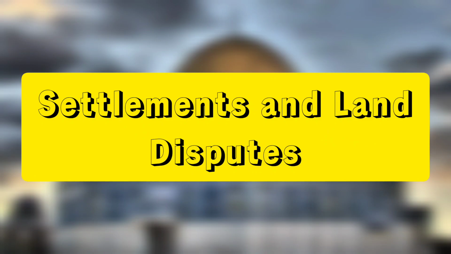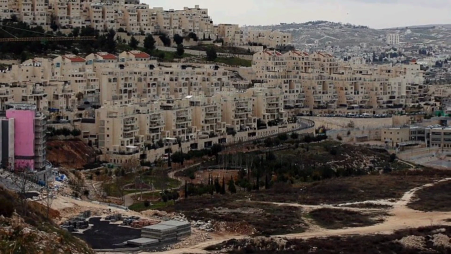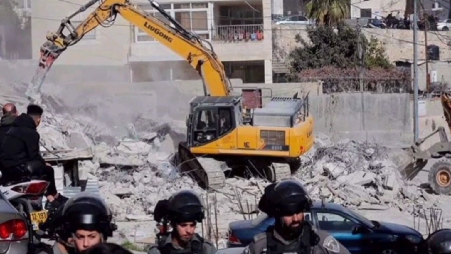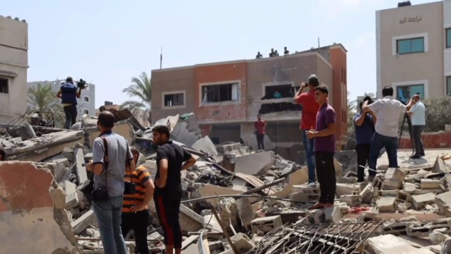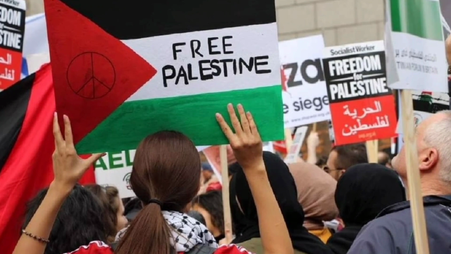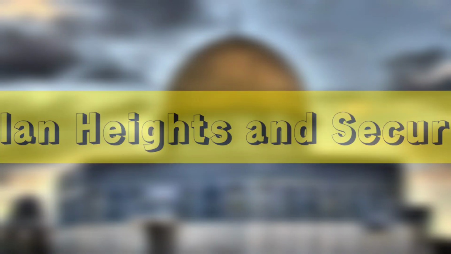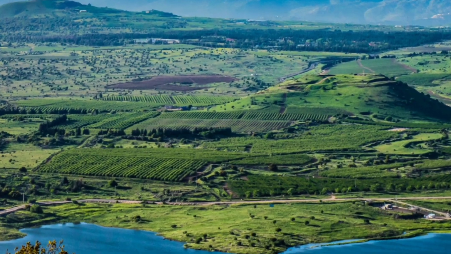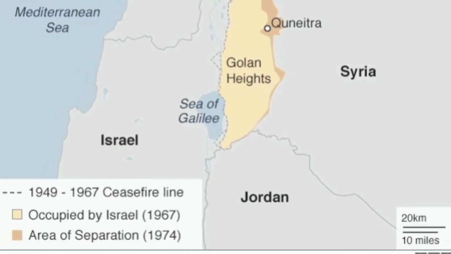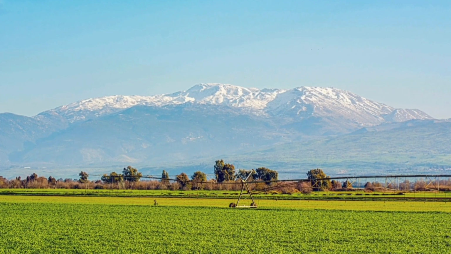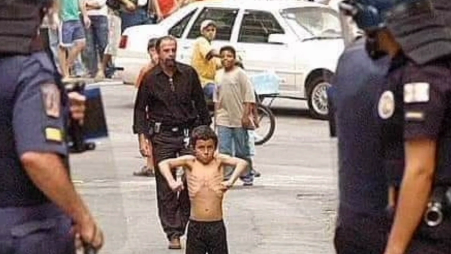settlements, and land disputes. Israel's continued settlement expansion in the West Bank has been a major point of contention, as these settlements are viewed by Palestinians and much of the international community as an obstacle to peace. Golan Heights and security. The Golan Heights, captured by Israel in 1967, remains a point of dispute with Syria. Israel's annexation of the territory has sparked international condemnation, while Israel cites security concerns.